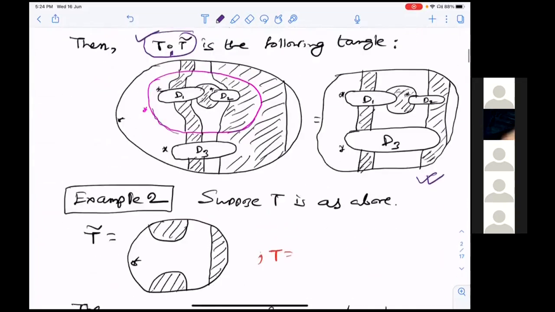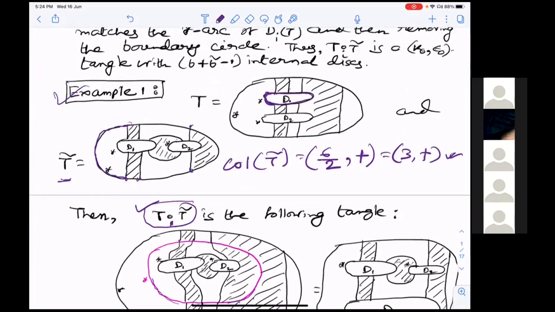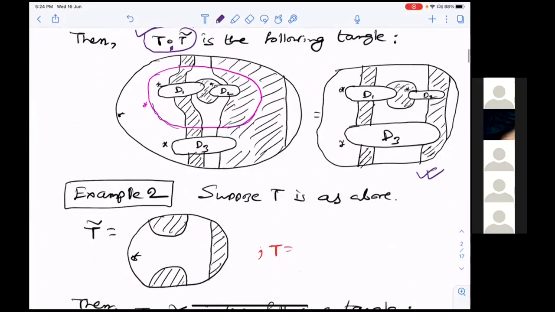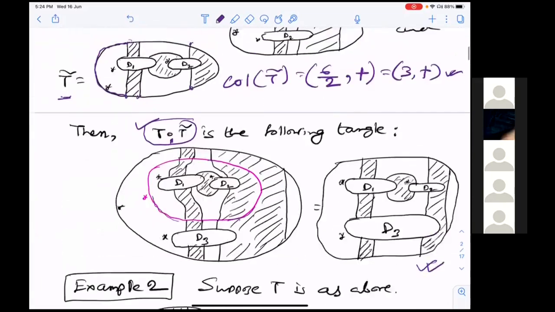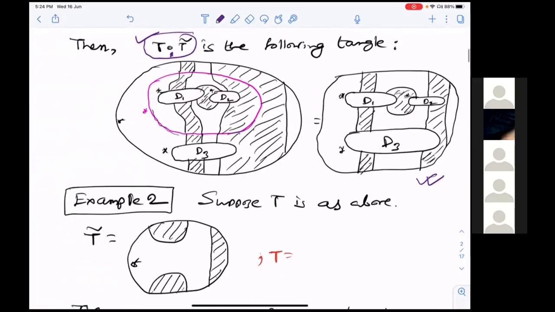Here T tilde has 2 disks. It can also happen that T tilde has no internal disk. So suppose this is my T tilde, and T is the same tangle. Let me draw again.